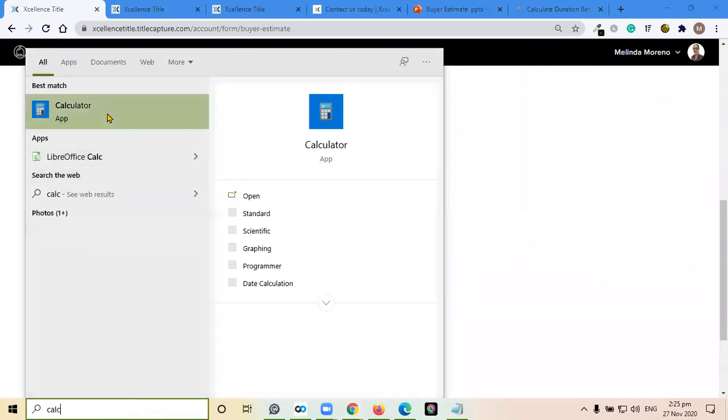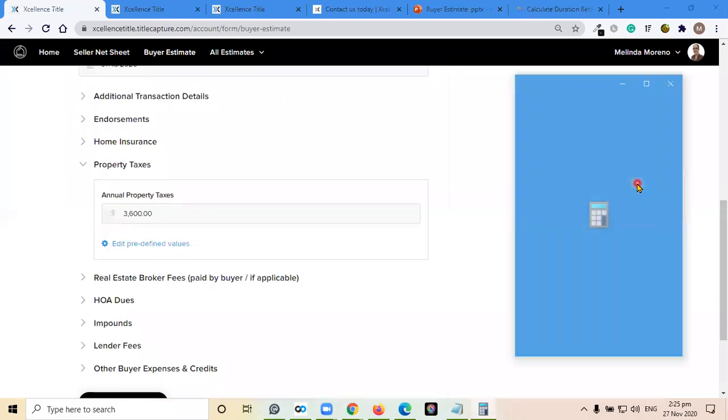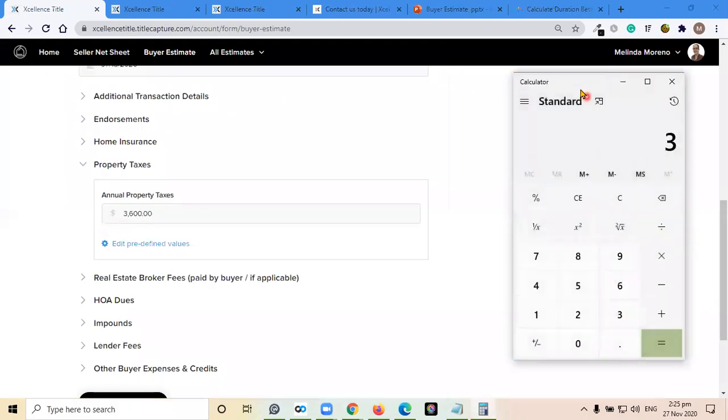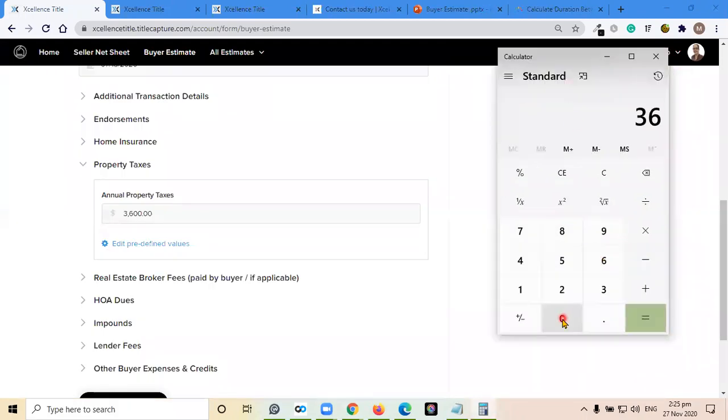So let me bring up my calculator. So we're going to divide $3,600 by 365 days, which is the number of days in a year. And that will give us this amount right here, which is the proration per day, which we are going to multiply by 196 days. And what is 196 days?